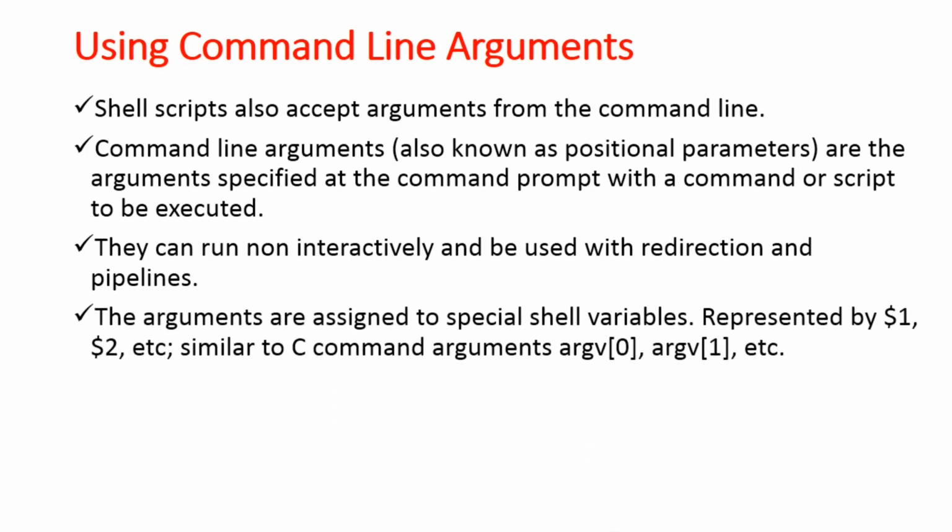The arguments are assigned to special shell variables represented by $1, $2, $3, etc. These special shell variables are similar to C command line arguments like argv0, argv1. In C programming, if you want to read command line arguments, you use argv0, argv1. Similarly, in a shell script you need to use the shell variables like $1 for the first argument, $2 for the second argument, $3 for the third argument, and so on.